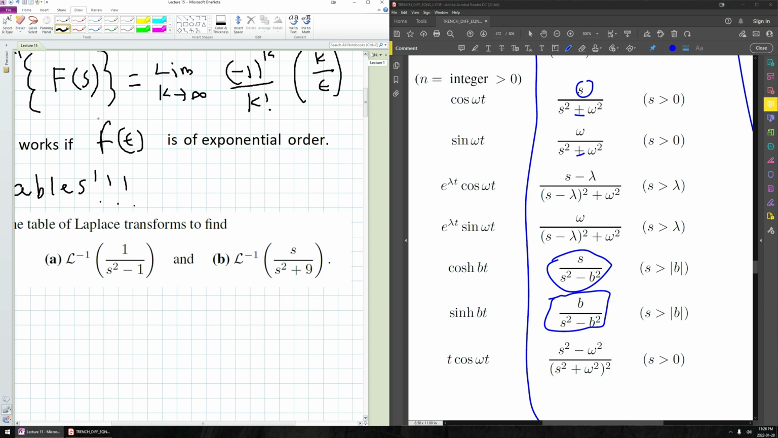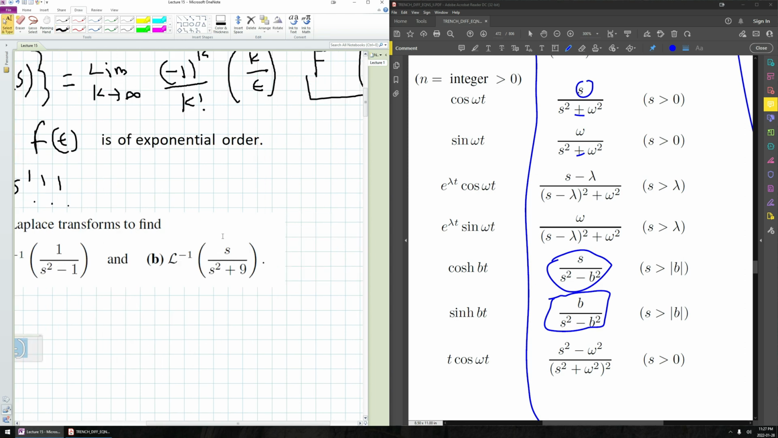So what I can do is I can say, hey, if it is the case that S is greater than the absolute value of 1, or just 1, right, then the inverse Laplace transform of this thing will simply be equal to, well, this thing over here when I plug in 1 for B. So here this would just simply be equal to sinh of 1 times t, or sinh of t. Okay, so that's how to read these little tables, and in practice you can kind of ignore the domain here.